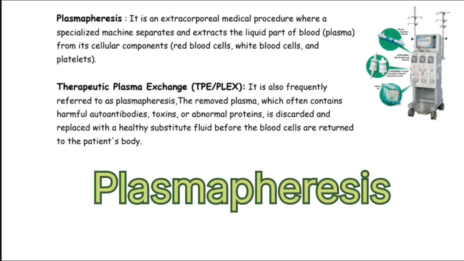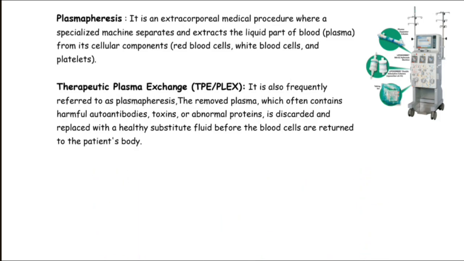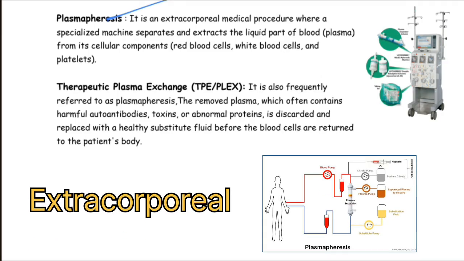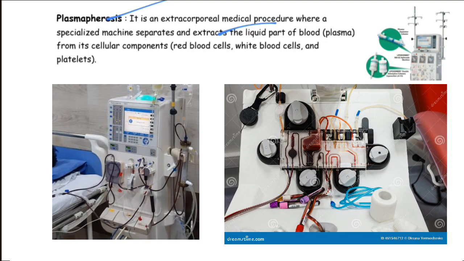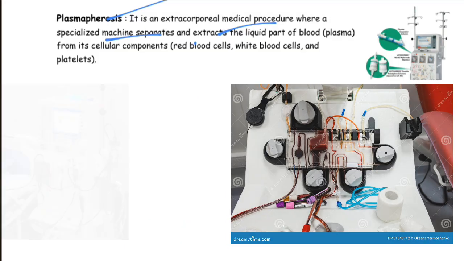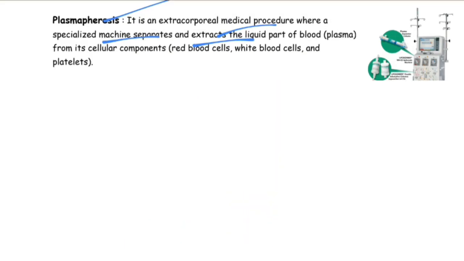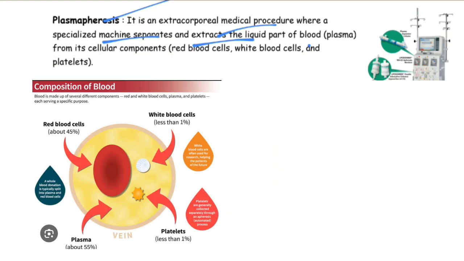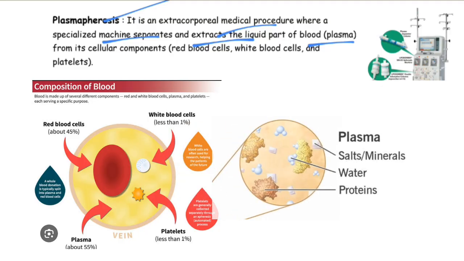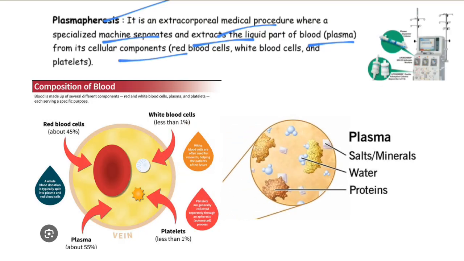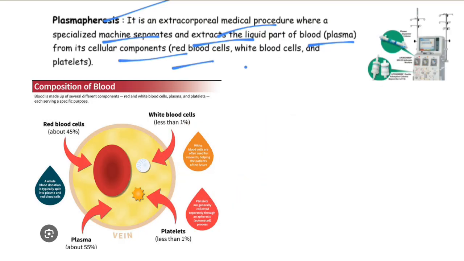Plasmapheresis. In theory, we can say that it is an extracorporeal medical procedure where a specialized machine separates and extracts the liquid part of blood called plasma from its cellular components: red blood cells, white blood cells and platelets.